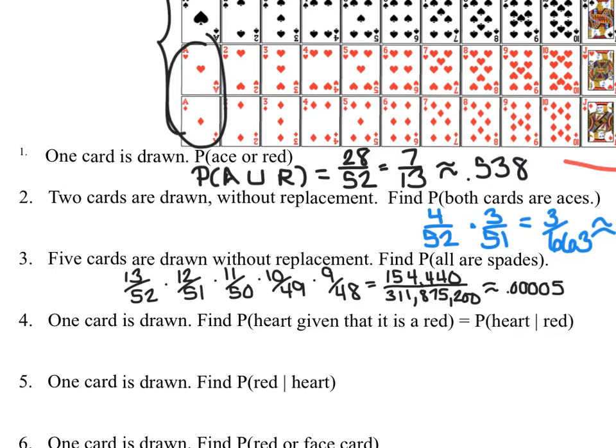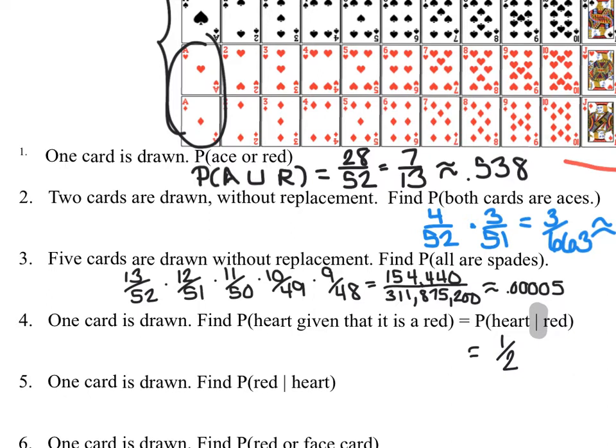All right, 1 card is drawn. Find the probability that you draw a heart given that it is red. So what does this mean? This means, what's the chance that you drew a red card? What's the probability that it's a heart? Well, of the red cards, half of them are hearts. I want you to notice this notation though. This vertical line right here is stating what's the probability of getting a heart given that it is a red card, right? We're going to look at this again.